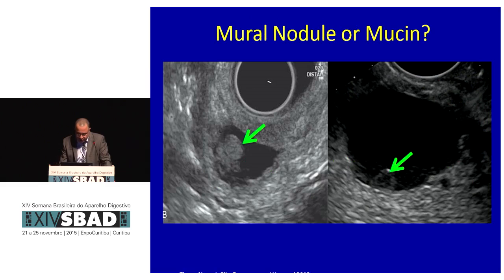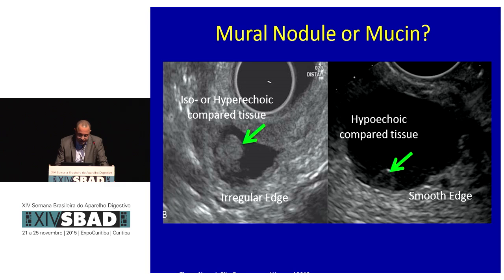About mural nodules, there are 3 features. One is an irregular edge. To the left of the screen, this lesion has an irregular edge. To the right of the screen, this has a smooth edge. The second is echogenicity: this one has iso or hyperechoic echogenicity, and to the right, it is hypoechoic. And the third feature, to the left, is the absence of a rim.